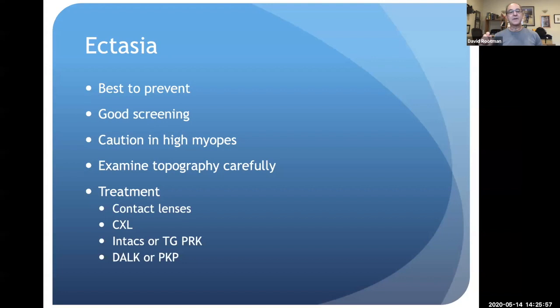No matter what, even in the best scenario, it's rare to return that patient to 20/20 vision, certainly to get them to 20/20 uncorrected. But the modalities that we use, you're all familiar with: rigid contact lenses or even soft contact lenses in some instances, scleral contact lenses. Cross-linking is very effective at preventing further ectasia. Intacs or topo-guided PRK work very well in improving the situation. And in some instances, you need to go on to DALK or PKP, a penetrating graft, in order to remedy the situation.